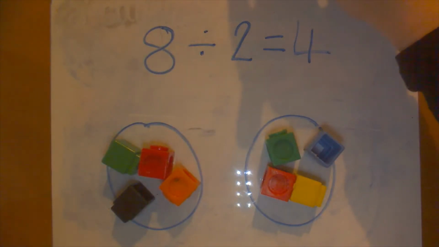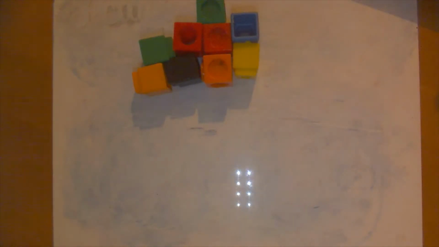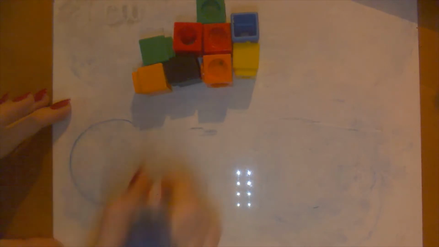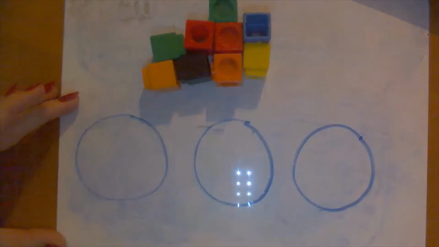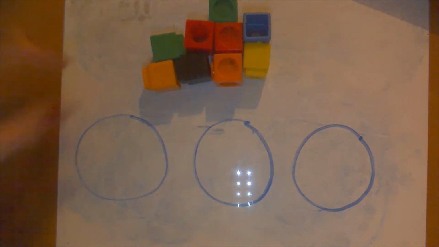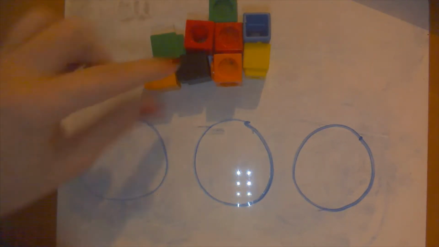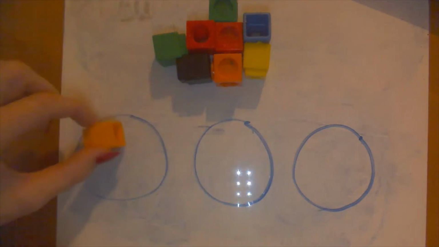Now I have 9 cubes and I want to share that into 1, 2, 3 groups. I start with the same process. I take one cube at a time and share it into the group. 1.